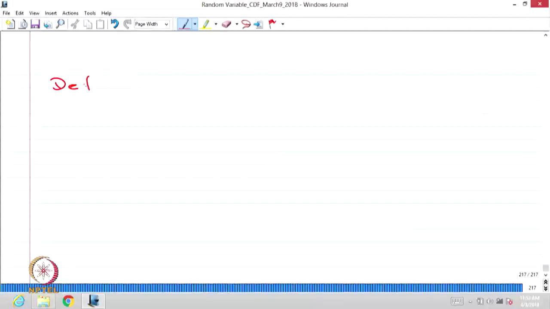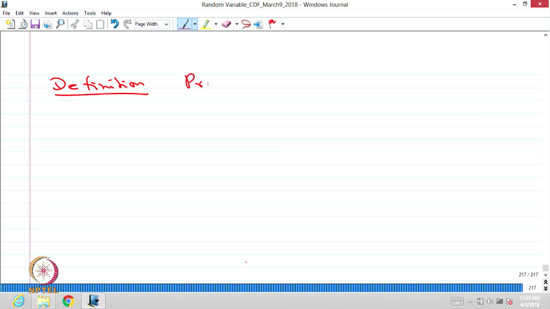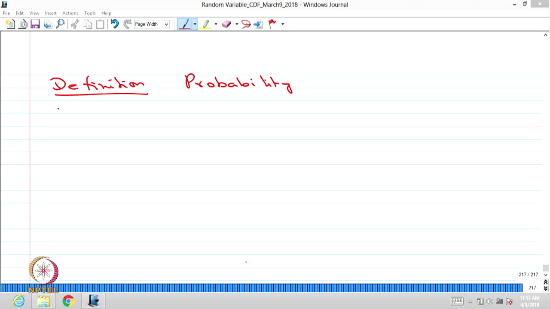Now we are moving into the definition of probability. It's a very important definition because the probability theory goes with the definition of probability.